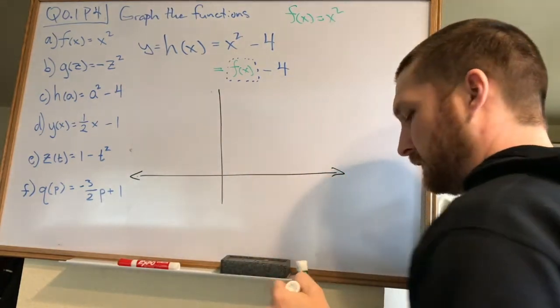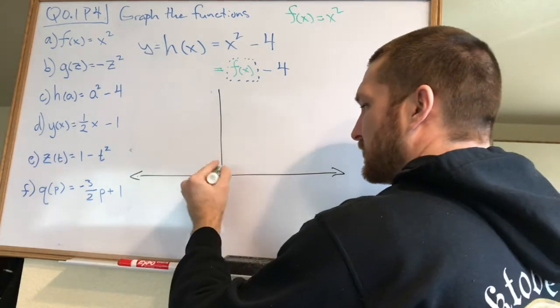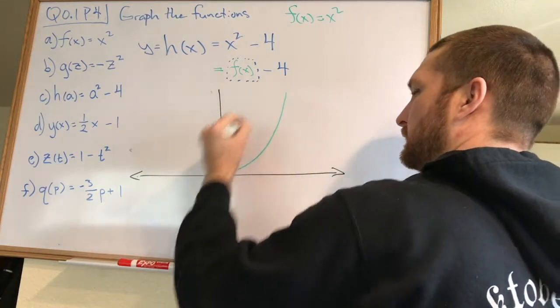Well, the original one, we know what it looks like. We don't need to use our brains anymore for this. We know that x squared looks like this.